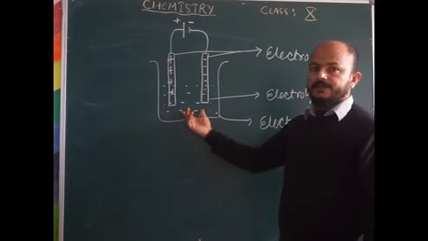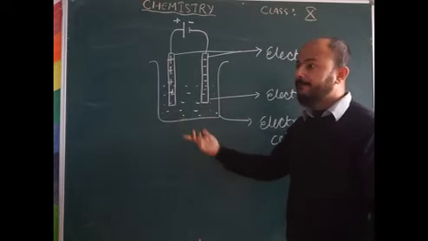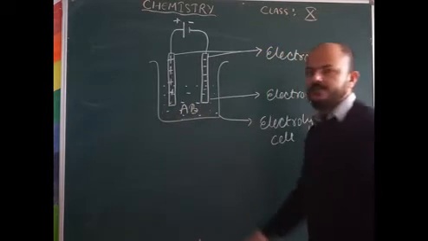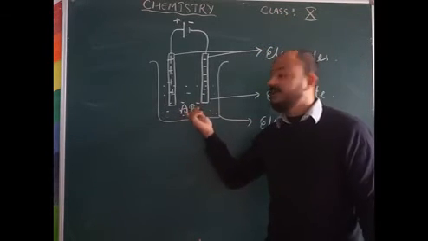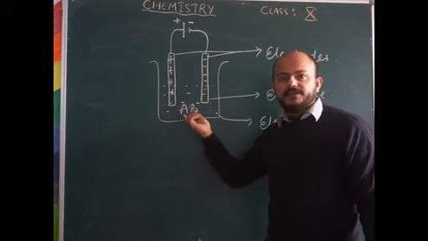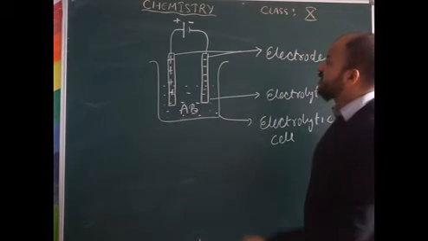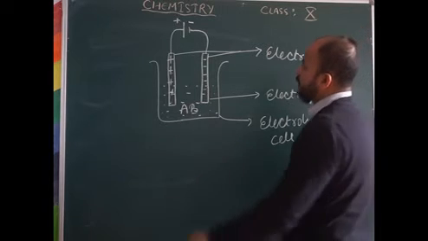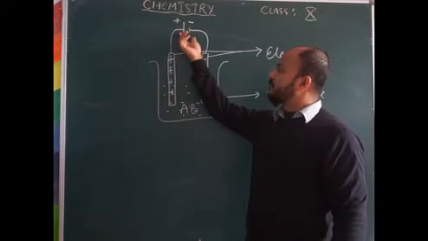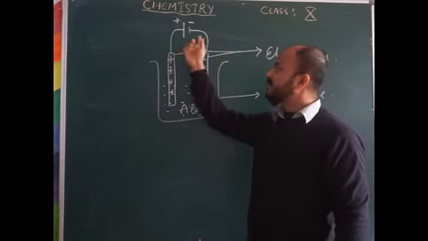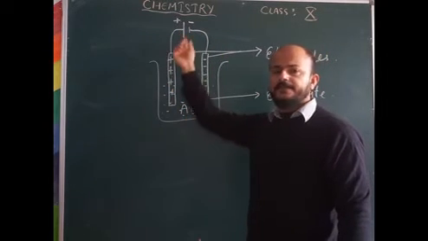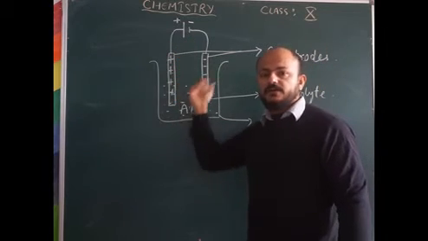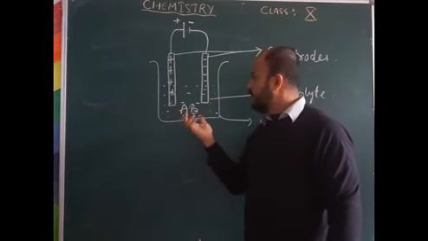Now say this electrolyte is AB. Any compound, it could be any compound, but in general I have taken this electrolyte to be AB. So once the current electricity passes, what will happen? Once you connect this battery and this circuit is closed, current electricity starts flowing through this wire to this rod, and a whole system is made.